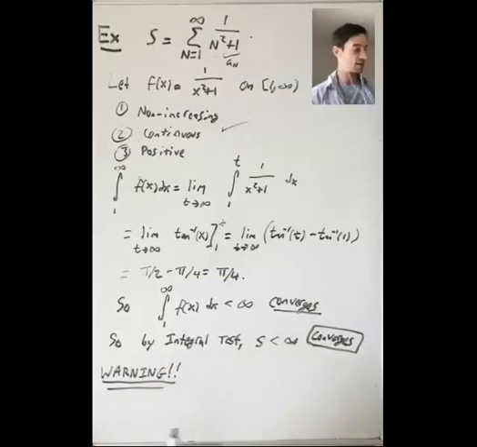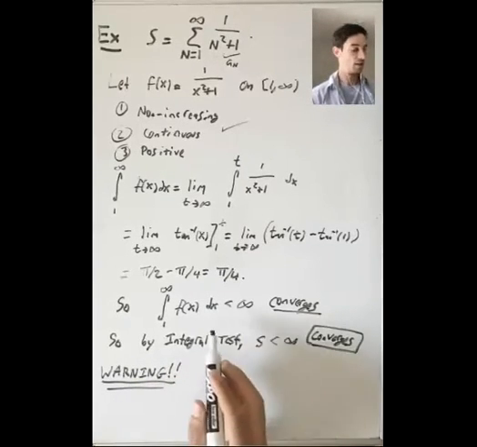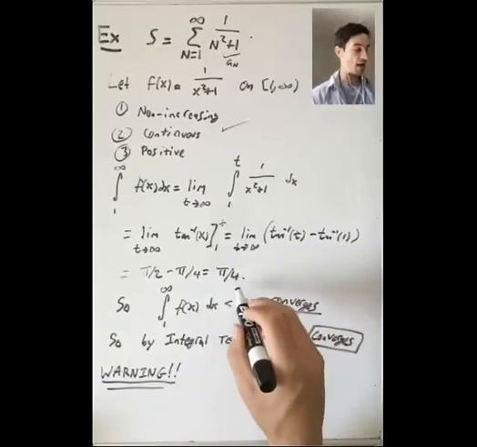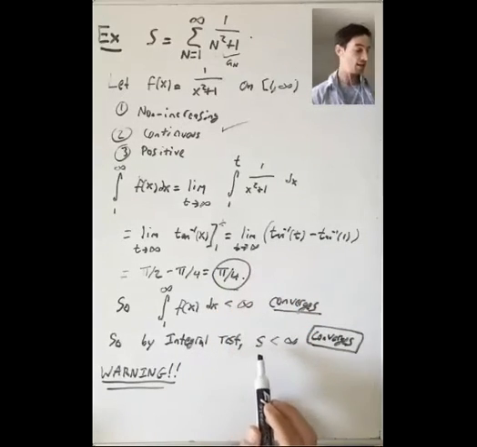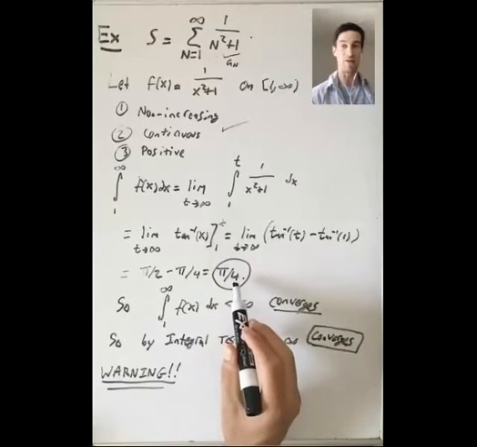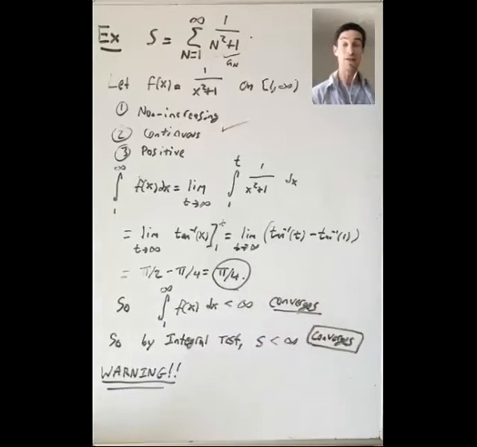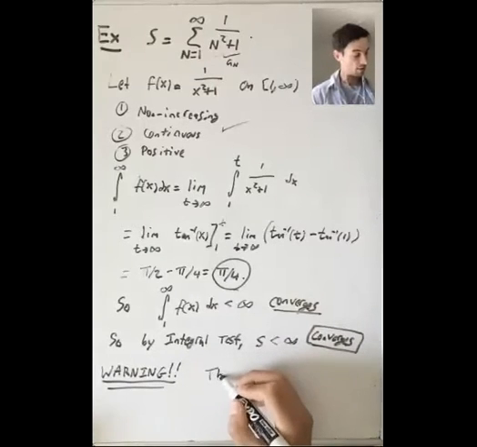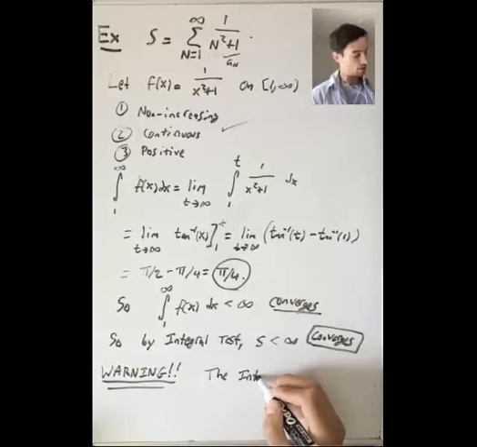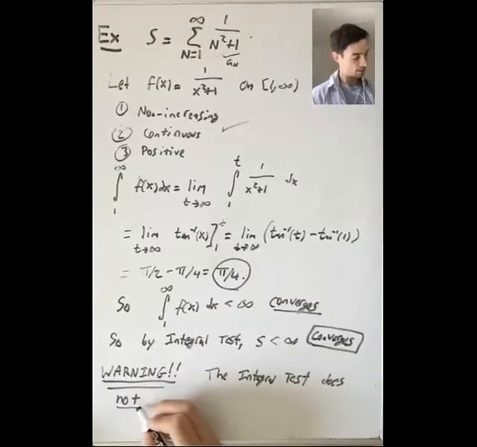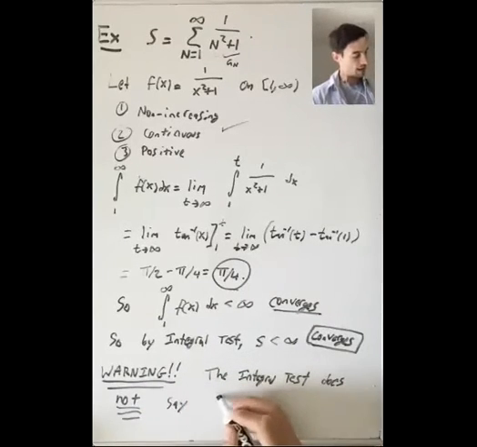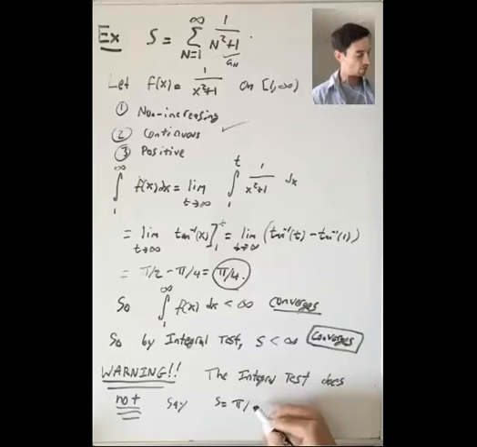The integral test says that S converges. This improper integral converges to pi over 4. The integral test does not say that the series also converges to pi over 4. It doesn't. It converges to some other finite number. So let me write that down because it's important. The integral test does not say that S converges to pi over 4.